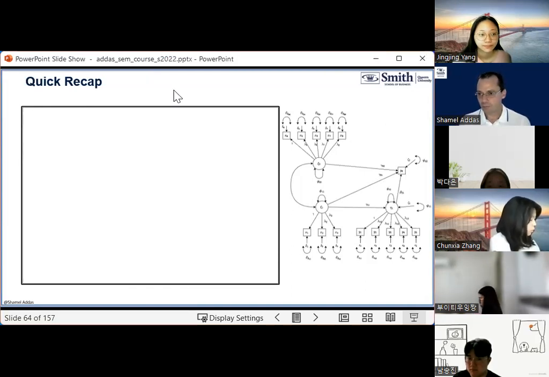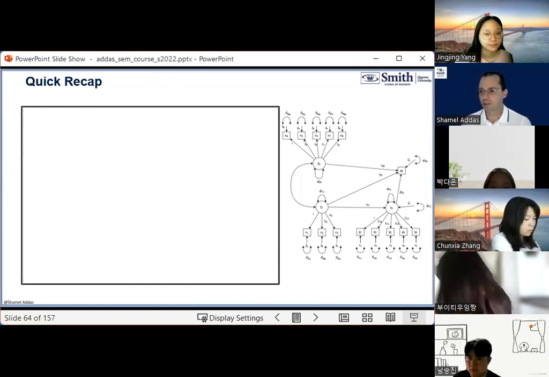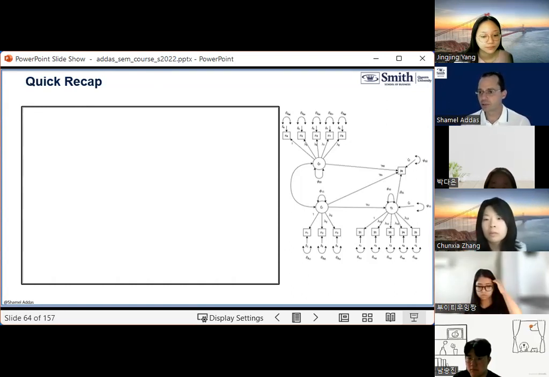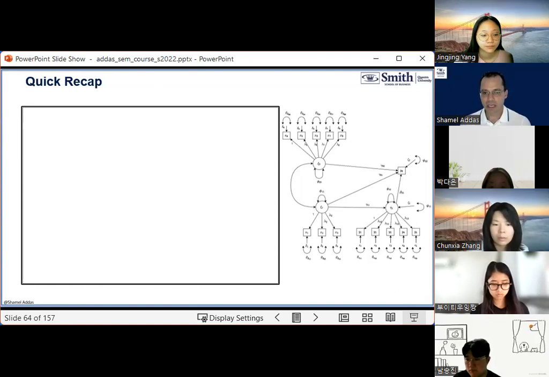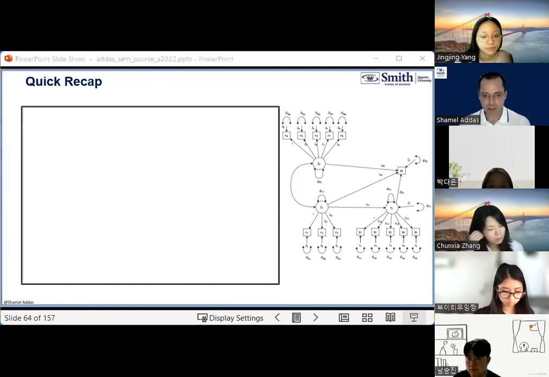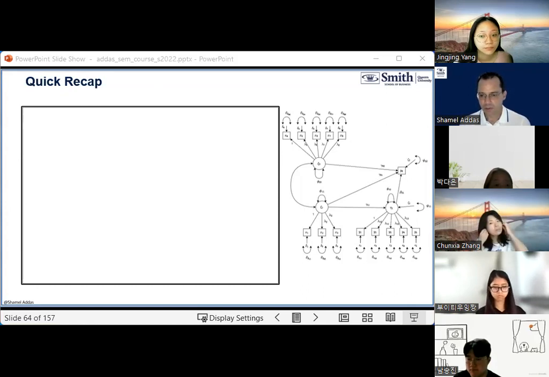So on the right is just a sample model that you can look at to remember the parameters and what they're called. So in this model, we have, oh sorry, I was on mute for a while.